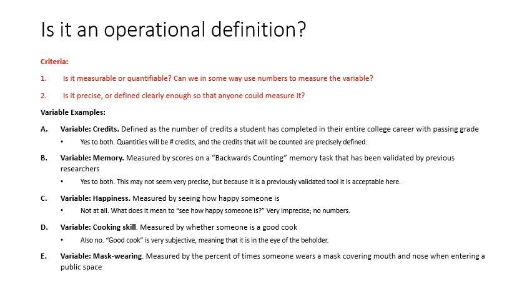E, the variable is mask wearing, and we're going to measure it by the percent of time someone wears a mask covering mouth and nose when entering a public space. And I would say this seems good. It's clear when we'll count the data, when they're entering the public space, and what exactly we will count, what the mask has to be covering. I think it's pretty clear. It's a good starting point.